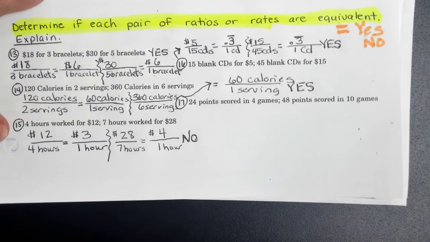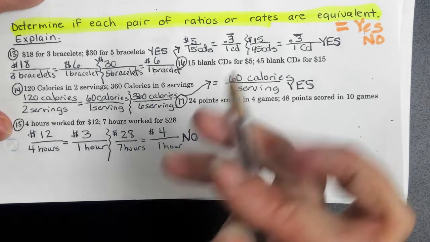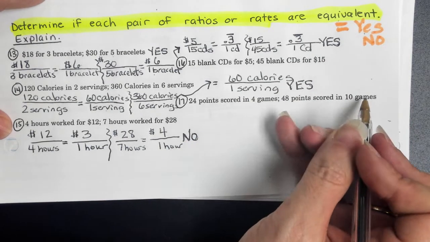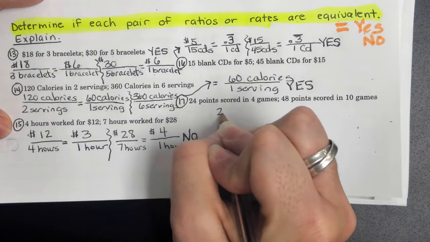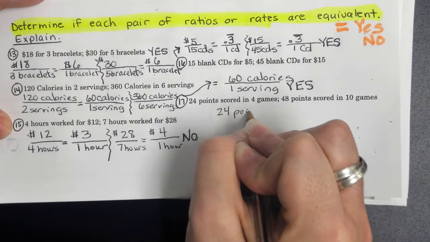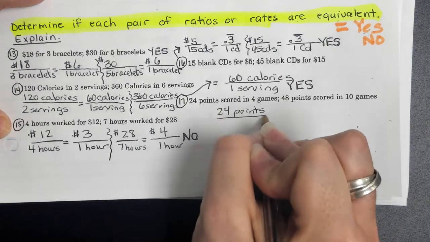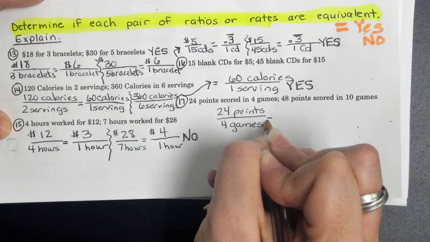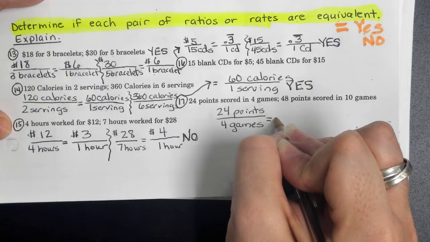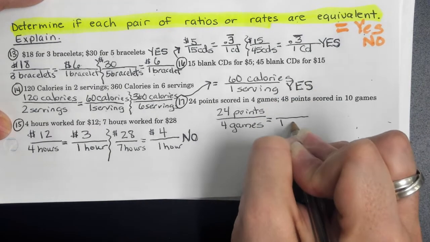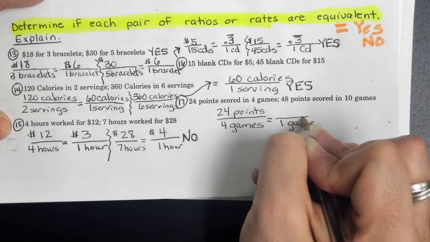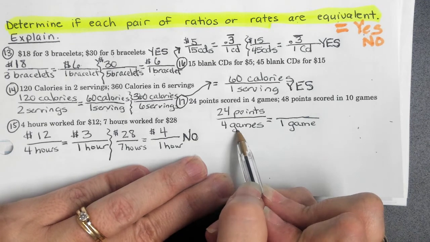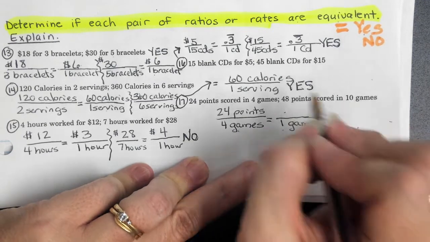Okay. I'm going to keep going. 17. 24 points scored in 4 games. 48 points scored in 10. 24 points. I really don't care if you finished. You're going to sit here quietly. Please. Okay, so if it's 24 points in 4 games, how many points in 1? 6.